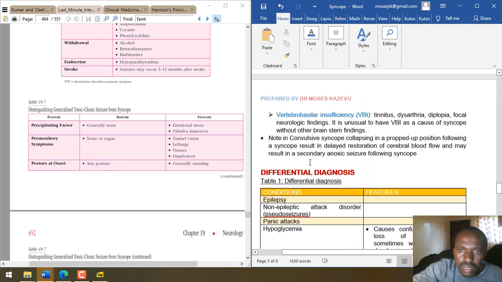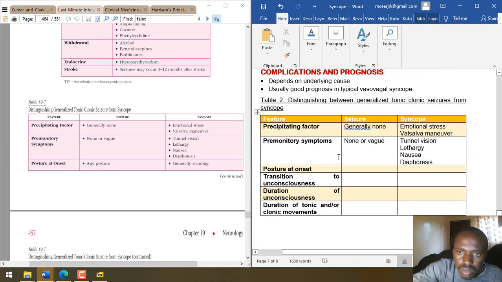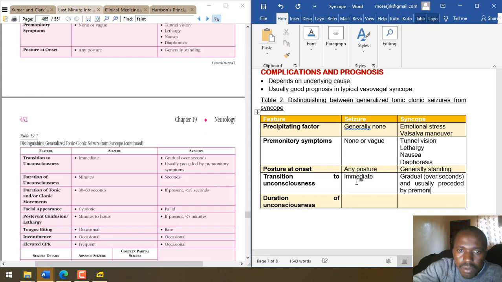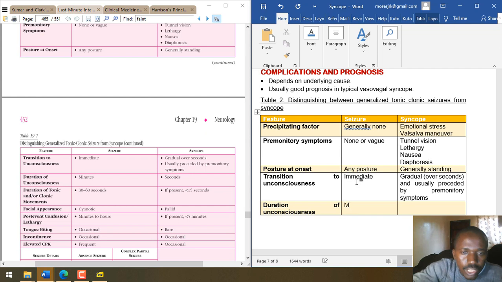Okay, so generally none. Any posture, seizures can happen in any posture. Here they are generally standing. Transition to unconsciousness here is immediate. Here it's gradual, over seconds, and usually preceded by premonitory symptoms. It's like a premonition. Duration is minutes with seizures, seconds with syncope.